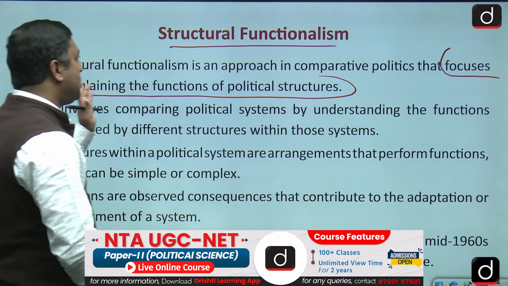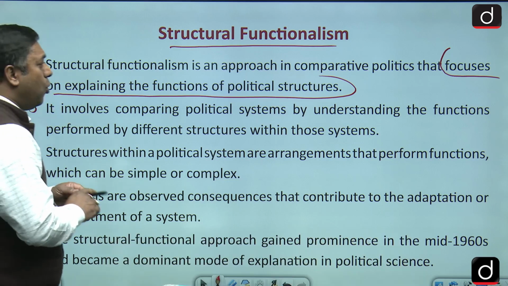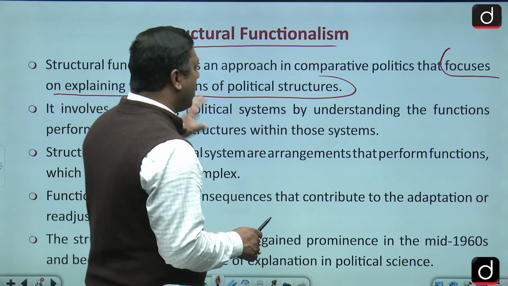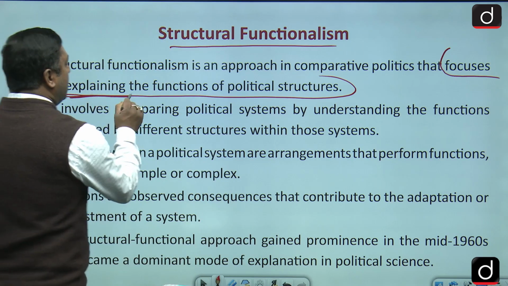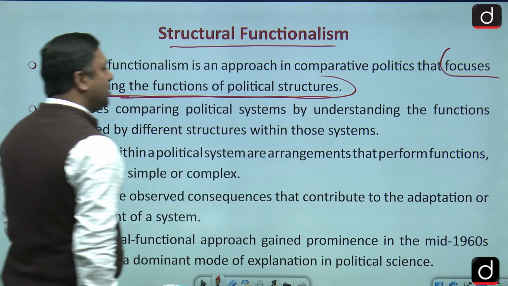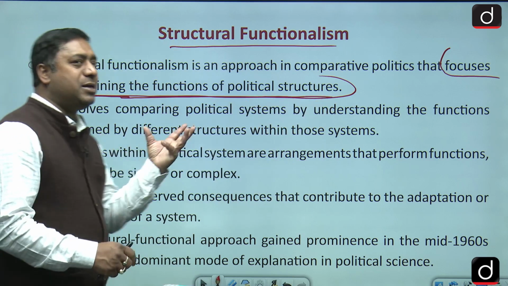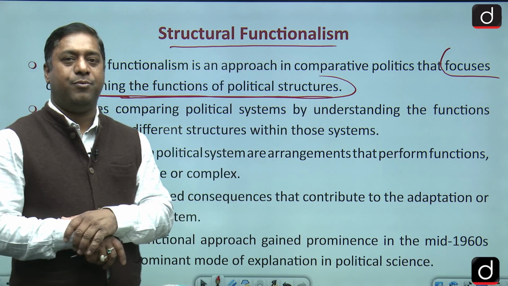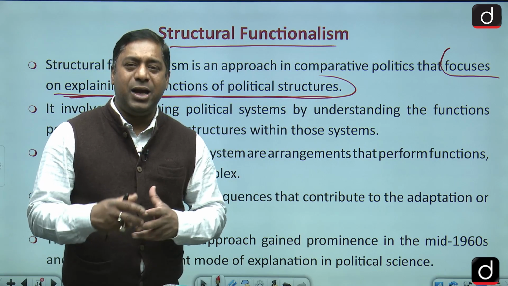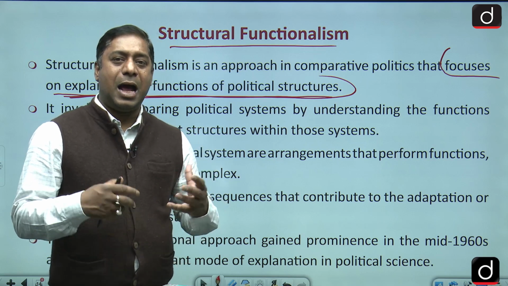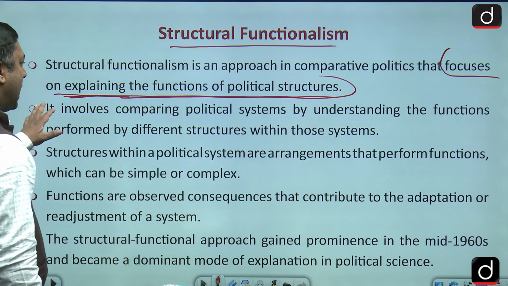Now in structural functionalism, what the approach in comparative politics is focusing on is explaining the functions of political structures. Here, the functions of political structures are taken into consideration. Their functions are studied, analyzed, and as a result of which this approach developed. Then here what happens?